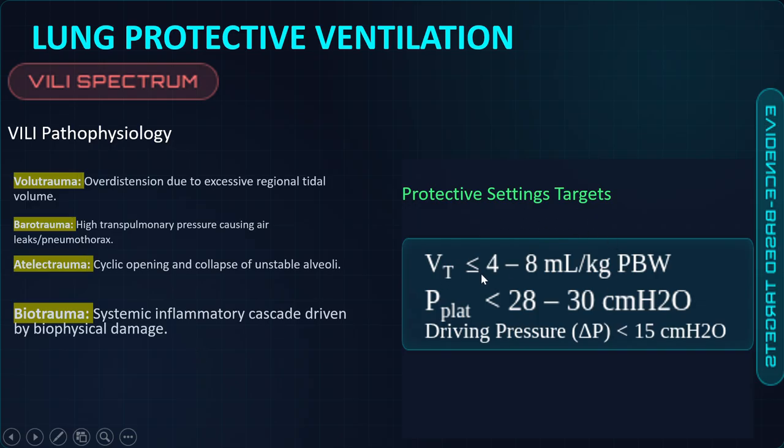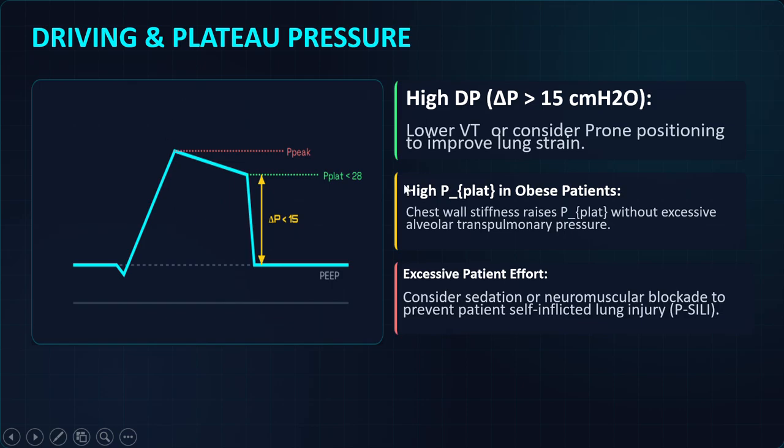Protective settings: tidal volume from 4 to 8 mL per kg predicted body weight, plateau pressure less than 30, driving pressure less than 15. Regarding driving and plateau pressure, with high driving pressure more than 15, lower the tidal volume or consider prone position to improve lung strain.